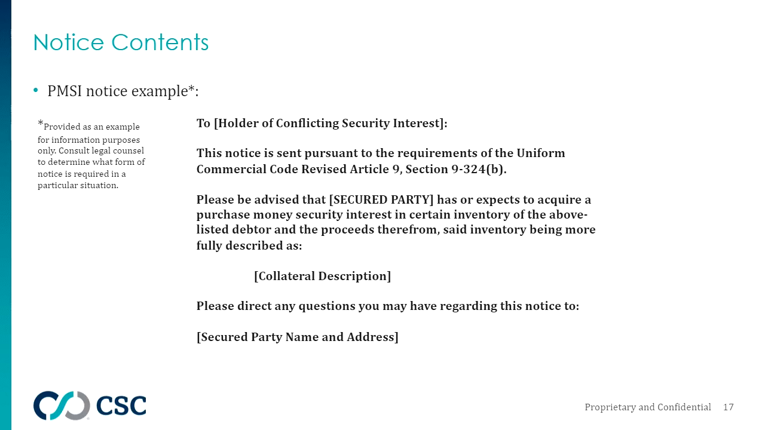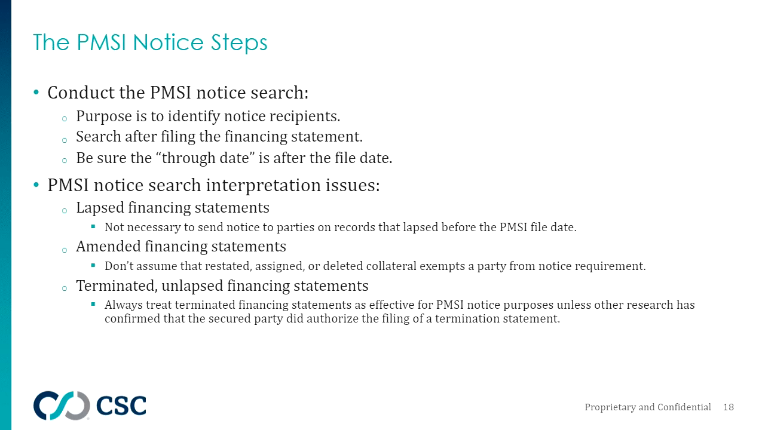As far as the steps involved in sending a notice, the first step is to conduct the purchase money security interest notice search. You don't know who to send them to. You don't know who has the conflicting security interests until after conducting the search. That's the purpose of the search. So the idea here is to identify the notice recipients.